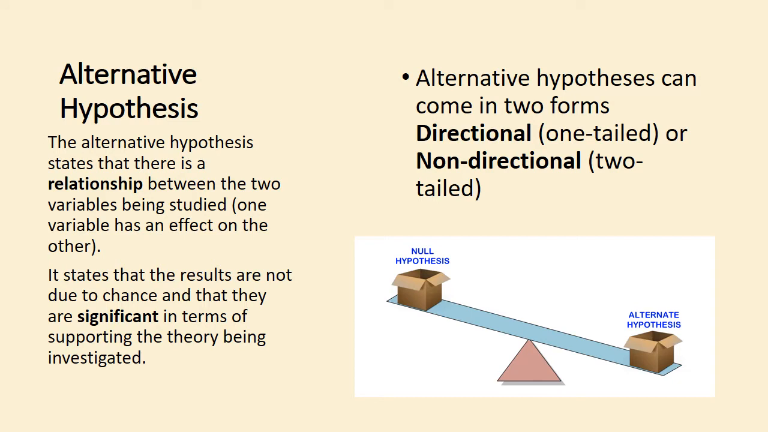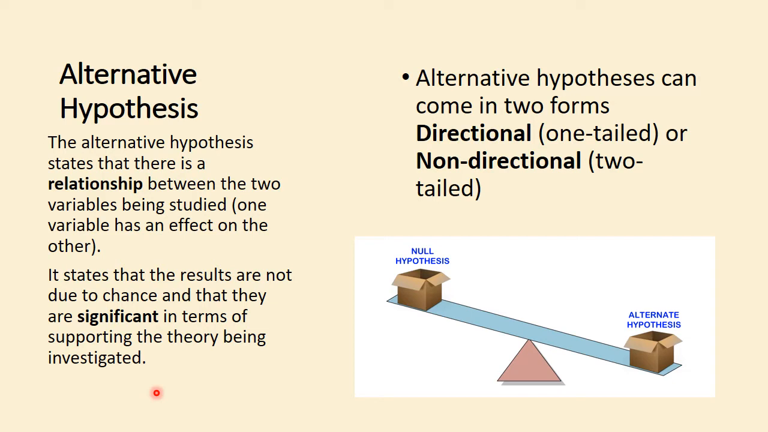An alternative hypothesis states that there is a relationship between the two variables and that this relationship is significant. Again, this is a term based on statistics. We use statistics to work out the chances that the results that we've got have happened by accident. And it will tell us down to a 99 or a 95% chance that these results did not happen by accident. More on that when we come to statistics later on in the year.